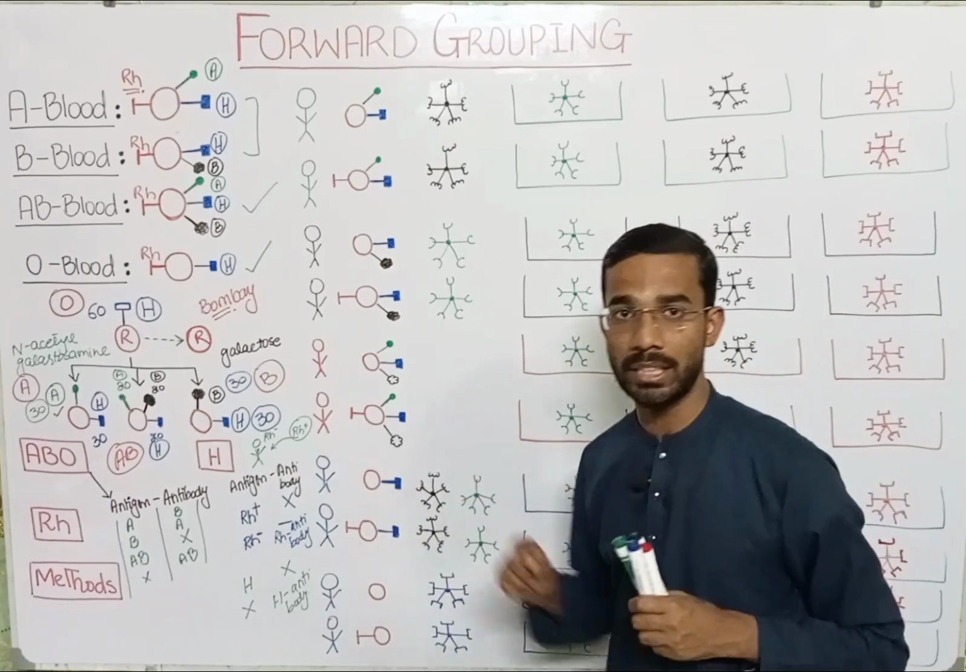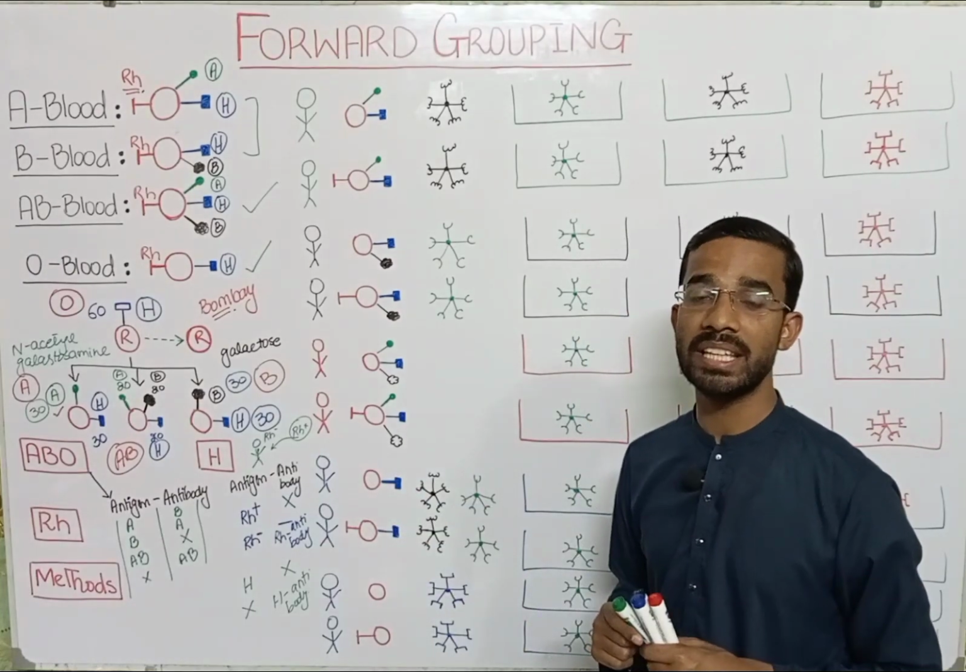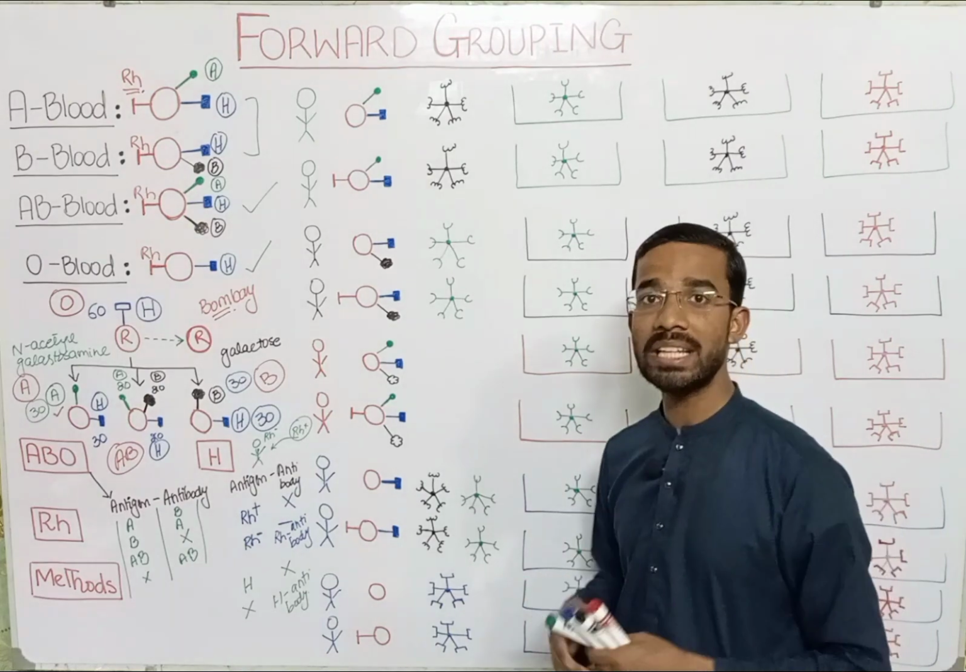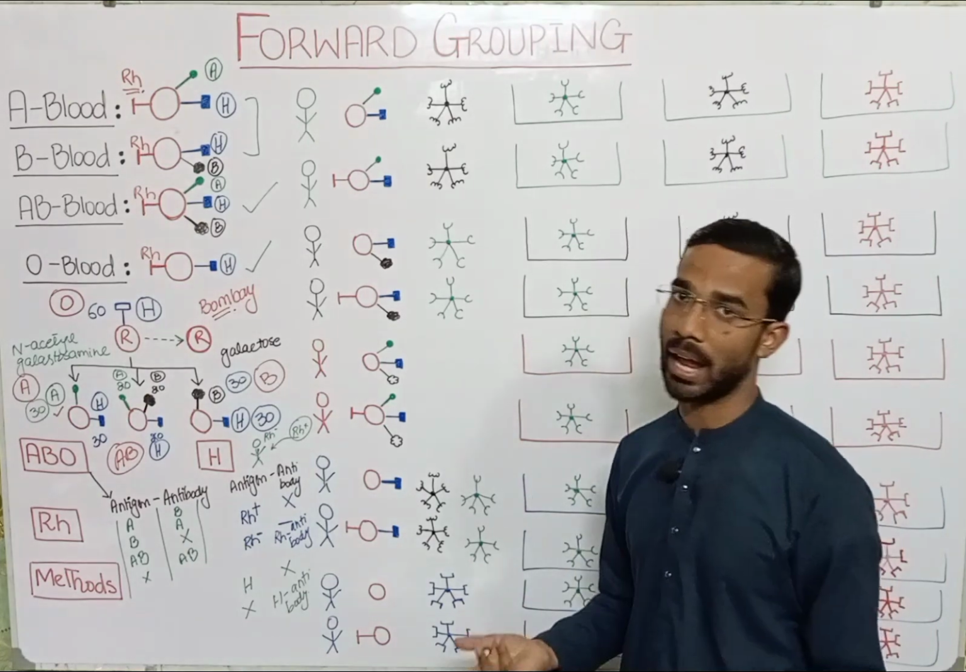Next, you will see the methods. For forward grouping, there are two methods. One is the tube method and the second one is the slide method.